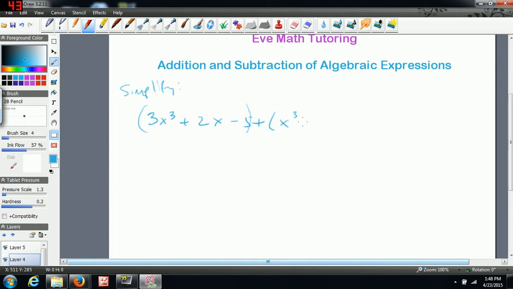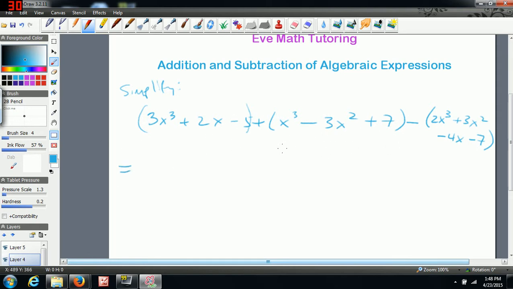Plus x cubed minus 3x squared plus 7, and then subtract 2x cubed plus 3x squared minus 4x minus 7. Okay, we were asked, say, to simplify something like this.